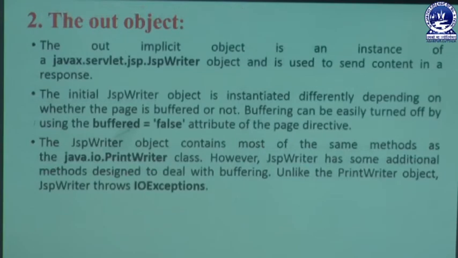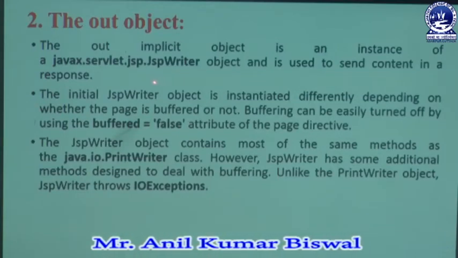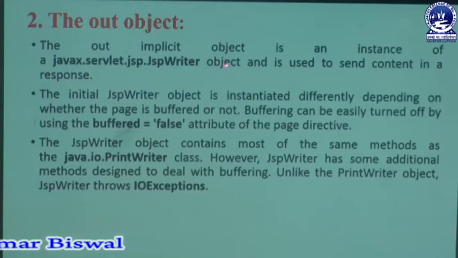Now we discuss the use of the out object. Here the out implicit object is an instance of a class in the javax.servlet.jsp package, the JspWriter class. That class helps create an object which is used to send content in a response, and this predefined JspWriter object is instantiated differently depending on whether the page is buffered or not.